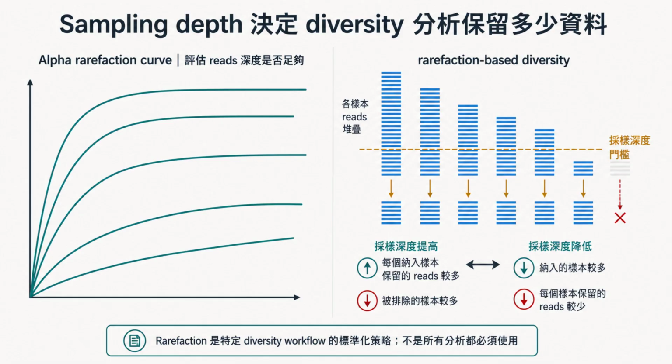In some diversity workflows, including certain analyses in QIIME 2, samples are subsampled to the same sampling depth through rarefaction. This is one standardization strategy, but it is not required for every analysis and is not the only available method. Setting a higher depth allows each retained sample to contribute more reads, but samples below the threshold will be excluded. Setting a lower depth retains more samples but discards more of the reads that were originally available. We can consult the alpha rarefaction curve and then consider the study design, number of samples, and read distribution together when selecting a reasonable depth.